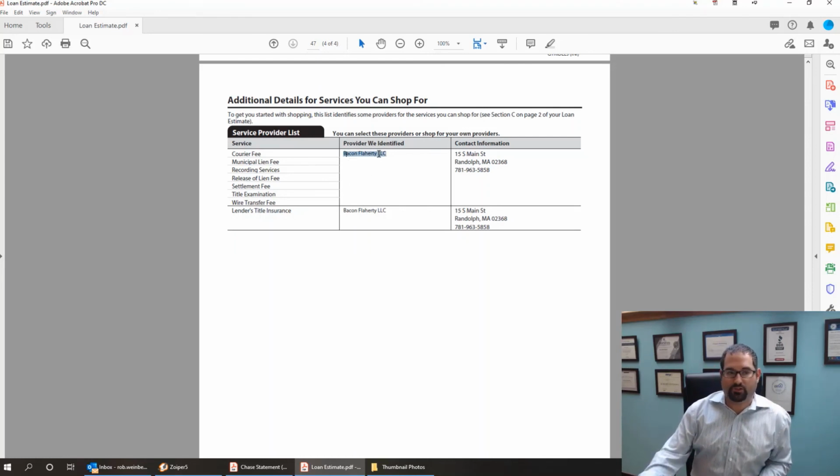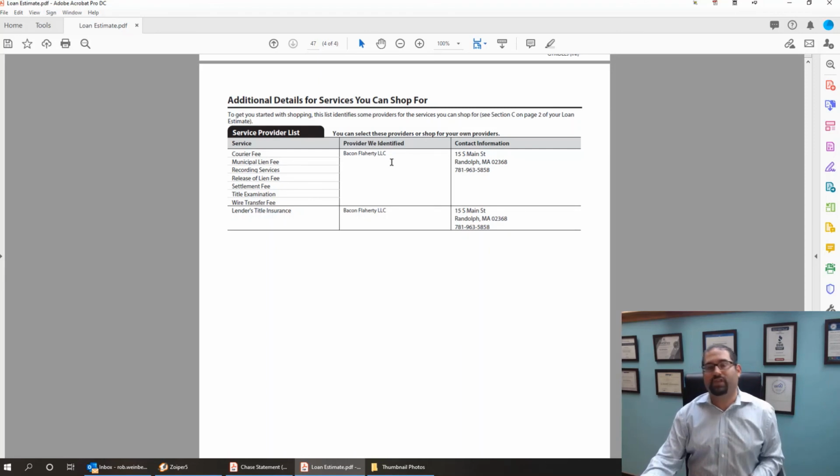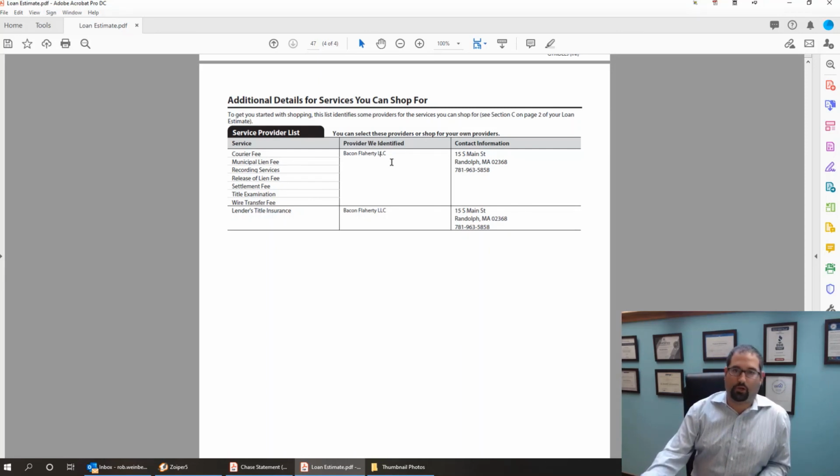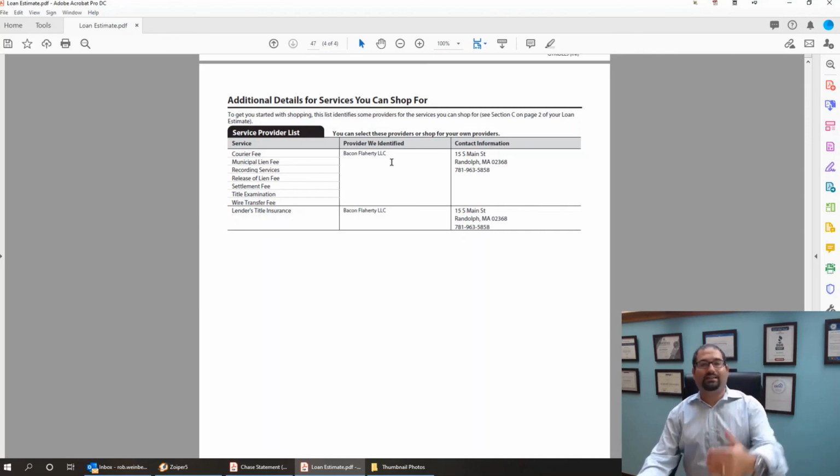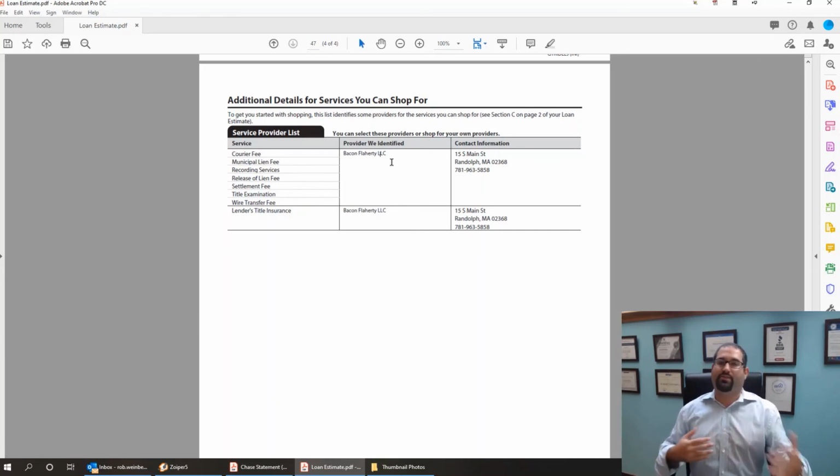So again, this is just a provider they've identified. You can use any provider that you want in that section. If you have your own attorney, if you have your own land surveyor, pest inspector, any of that, if it's required, let your loan officer know early in the process that you want to use your provider so that they can get with them and communicate and whatnot in order to move forward and make it a smooth process for you.